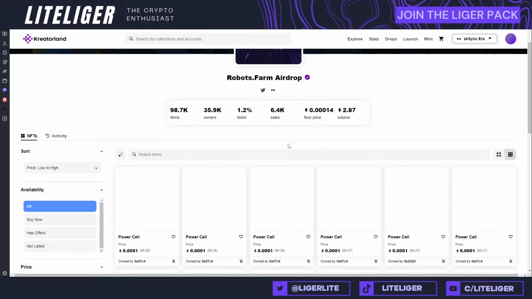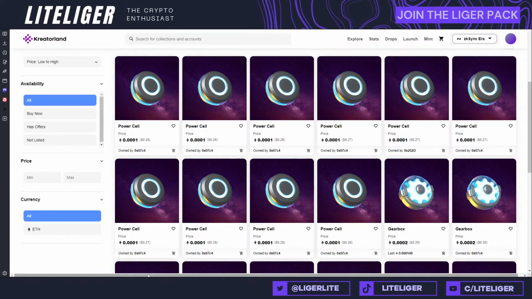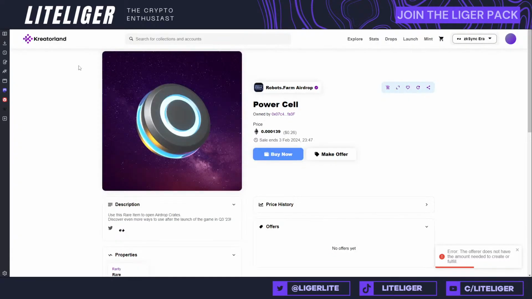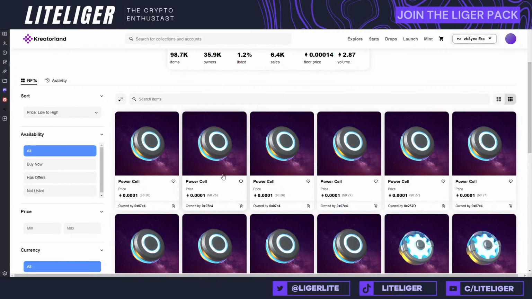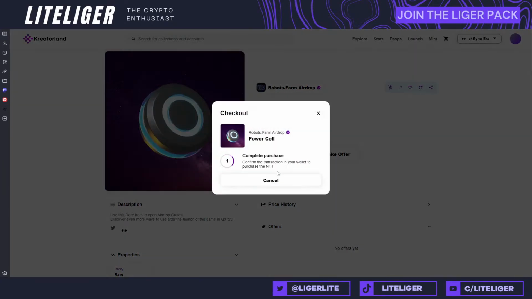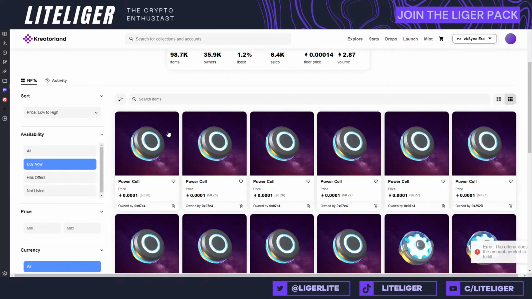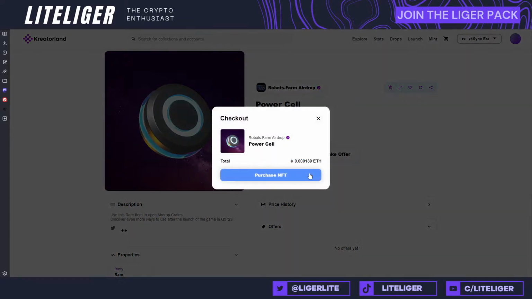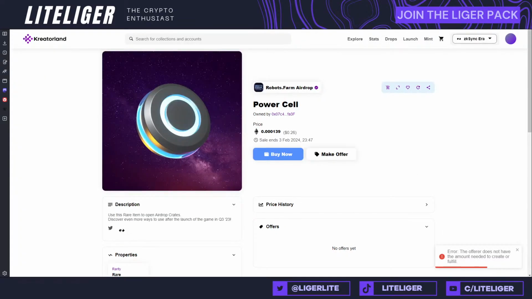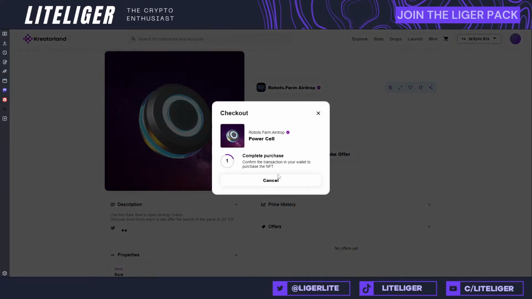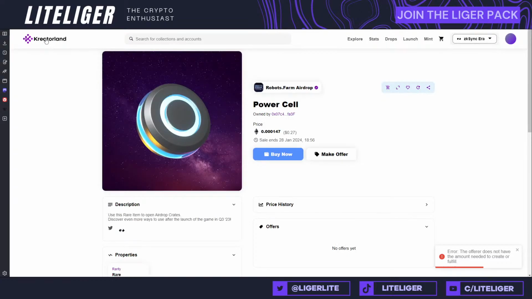And here we have the robust farm thing. If you want to really participate in the robust farm thing, you can buy. Well, these are really cheap to buy. Let's buy one of these. Okay, that was already bought. Let's try this one. Always use buy now. Okay, these are gone. Okay, maybe the smart contract is bugged or something.